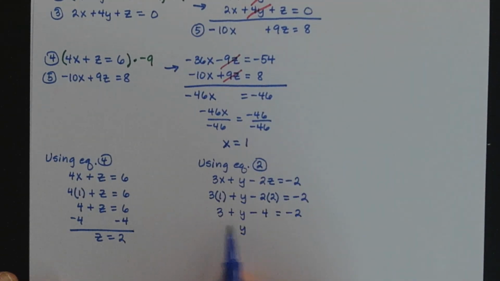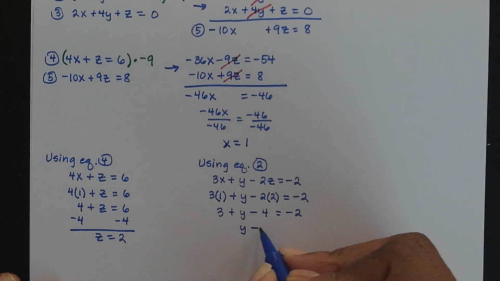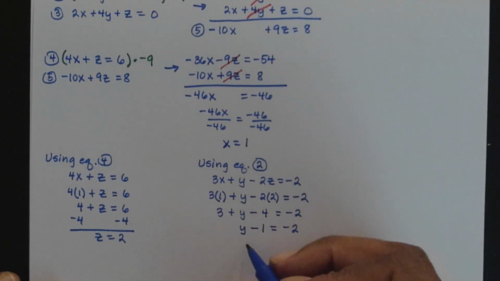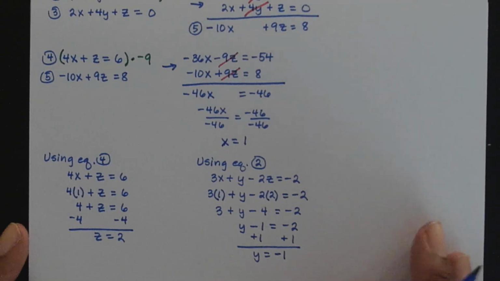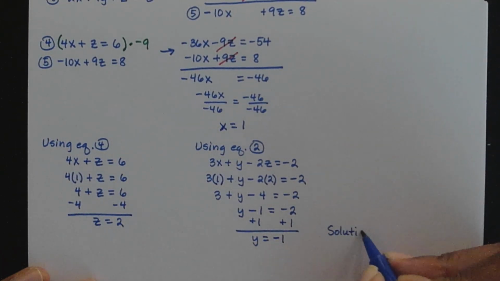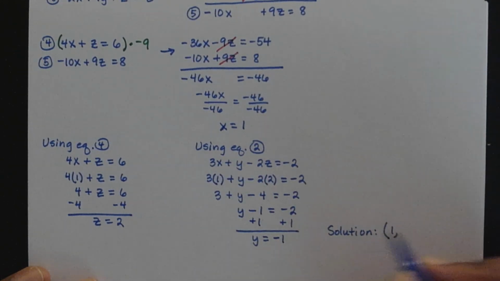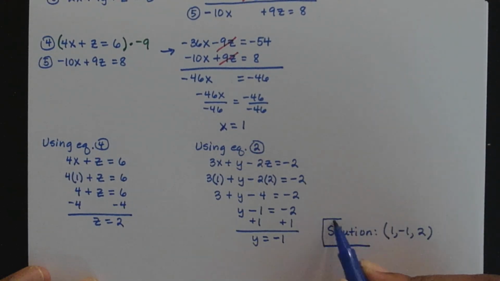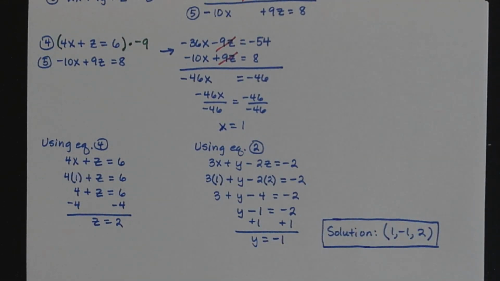Bring this y down. What's 3 minus 4? Negative 1, so you have y minus 1. That's equal to negative 2. And what must y have to be equal to? Negative 1. Okay, everyone see that. So the solution for this system of linear equations in 3 variables, we start with the x, which is 1, the y, that's negative 1, then z, 2. And you have to write this as an ordered triple as your answer. 1, negative 1, 2.